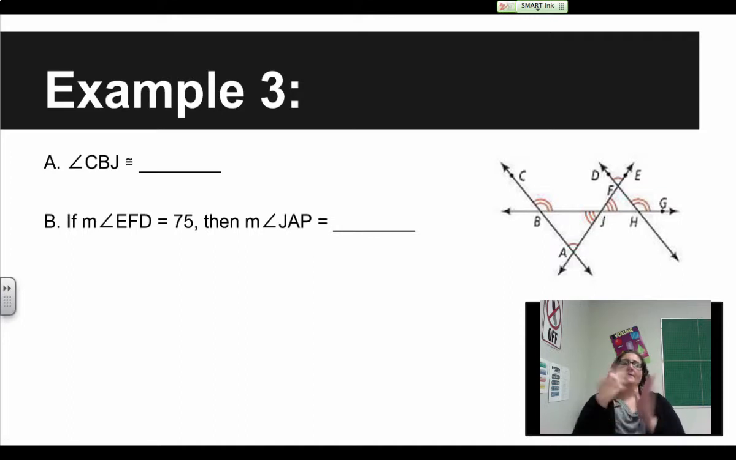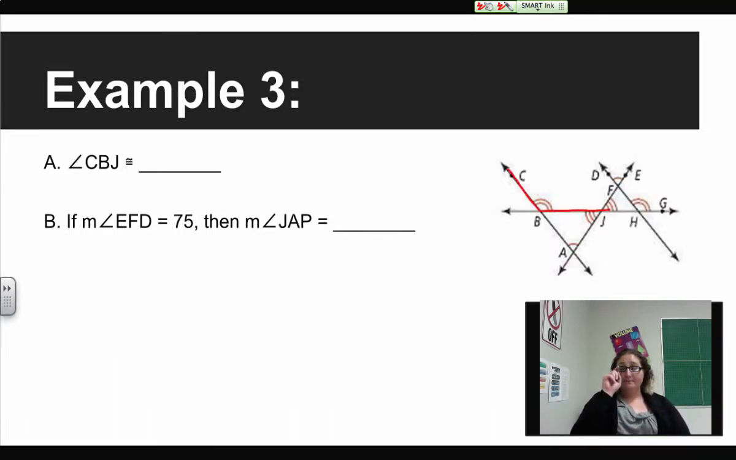Example 3 says angle CBJ is congruent to what angle? So I need to find this angle CBJ right here. Notice there's 2 tick marks. So now I'm looking for the other one that has only 2, and I can see this right here. So I'm going to say it's going to be congruent to angle DHG.